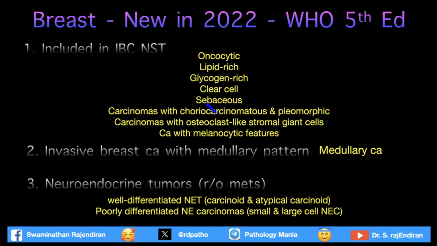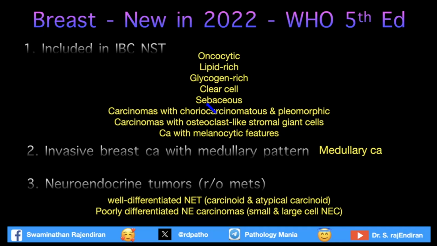IBC-NST. Previously they were called the oncocytic variant of IBC-NST, but the terminology variant is now used only for molecular and genetic changes, and here they are known as pattern, oncocytic pattern, lipid-rich pattern, or lipid-rich subtype rather than variant. The medullary carcinoma is now renamed as invasive breast carcinoma with medullary pattern.